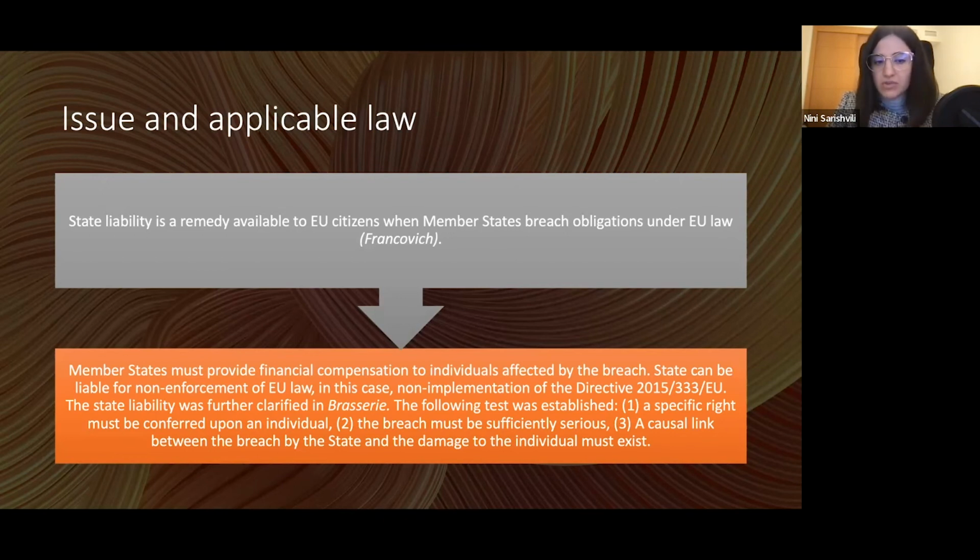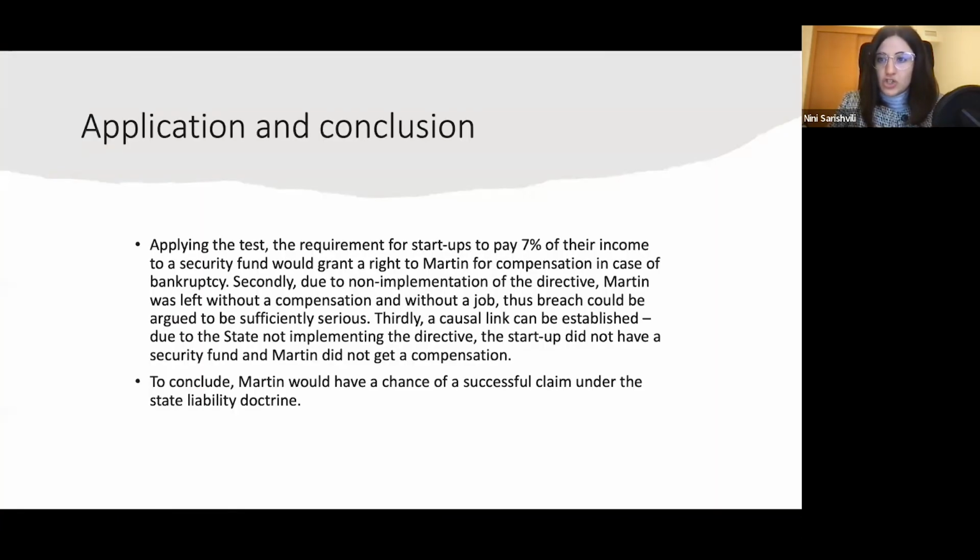The state liability was further clarified in Brasserie. The following test was established: a specific right must be conferred upon an individual. The breach must be sufficiently serious. The causal link between the breach by the state and the damages to the individual must exist. Then we need to apply and conclude.